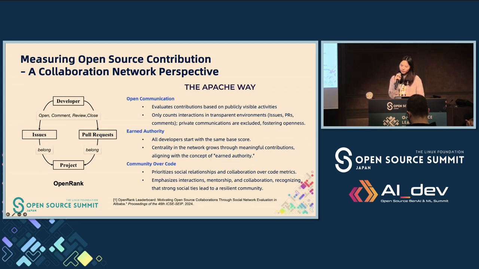In regard to open communication, this stresses the importance of transparency and open dialogue. They assert that communication that doesn't happen in public forums or mailing lists is equivalent to not happening at all. In OpenRank's approach, contributions are evaluated based on activities publicly visible on platforms like GitHub. So only interactions that occur in transparent, documented environments like issues, PRs, and comments are counted. So private communications or non-public contributions are not considered in the scoring.